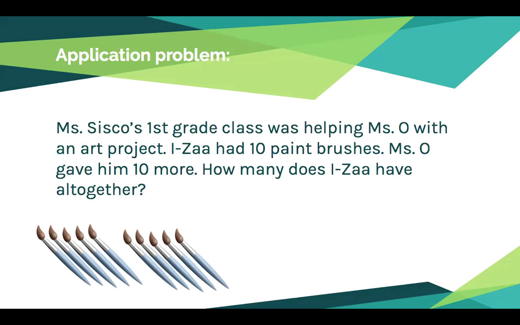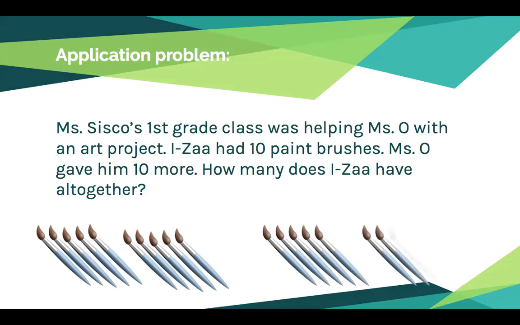Okay, so I see 10 on the screen, which is how many that he has right now. And he's about to get 10 more. So what we're going to do is I'm going to put the number in my hand. I'm going to say 10, and then I'm going to count on. Okay, ready? 10, 11, 12, 13, 14, 15, 16, 17, 18, 19, 20.